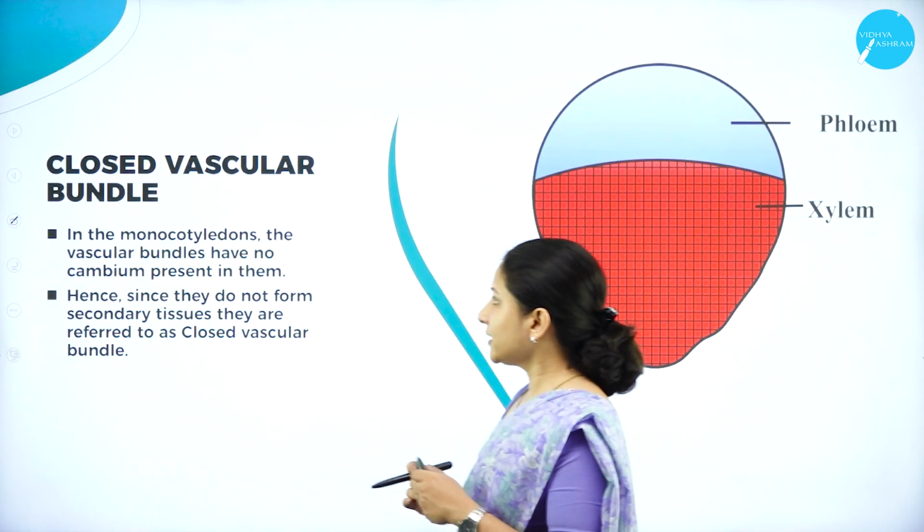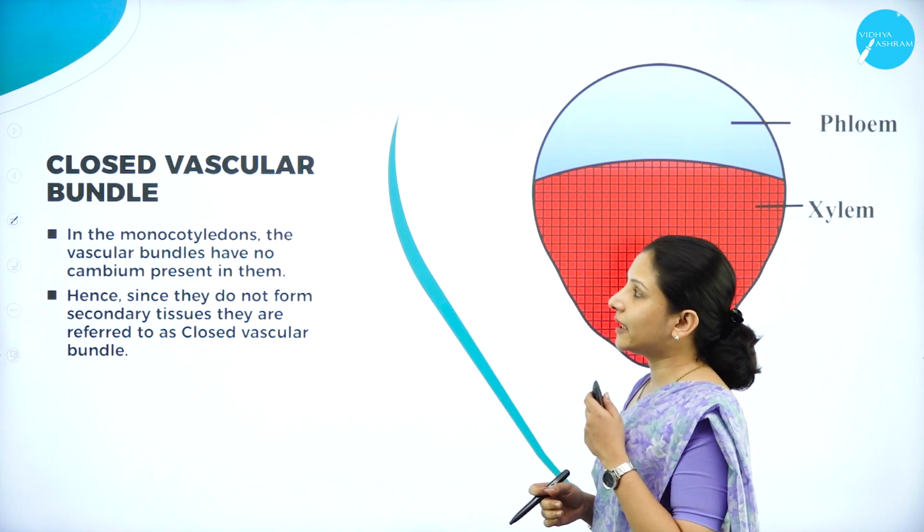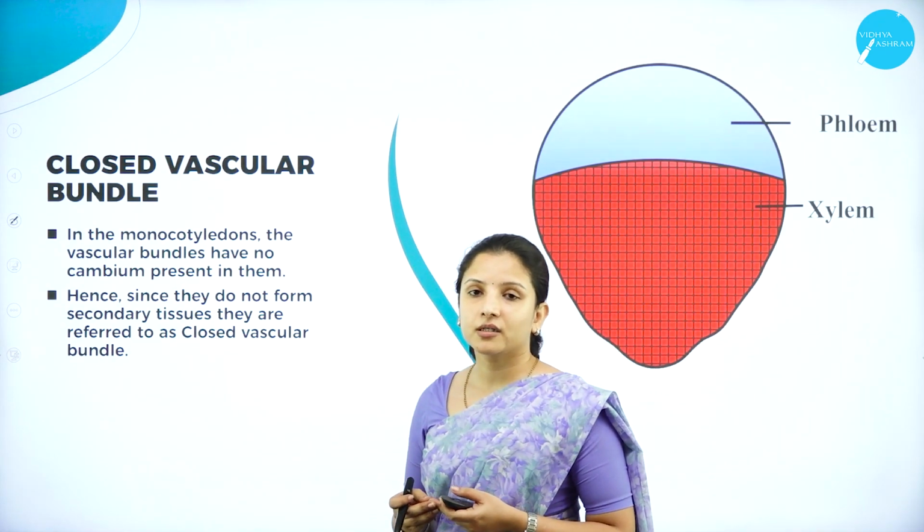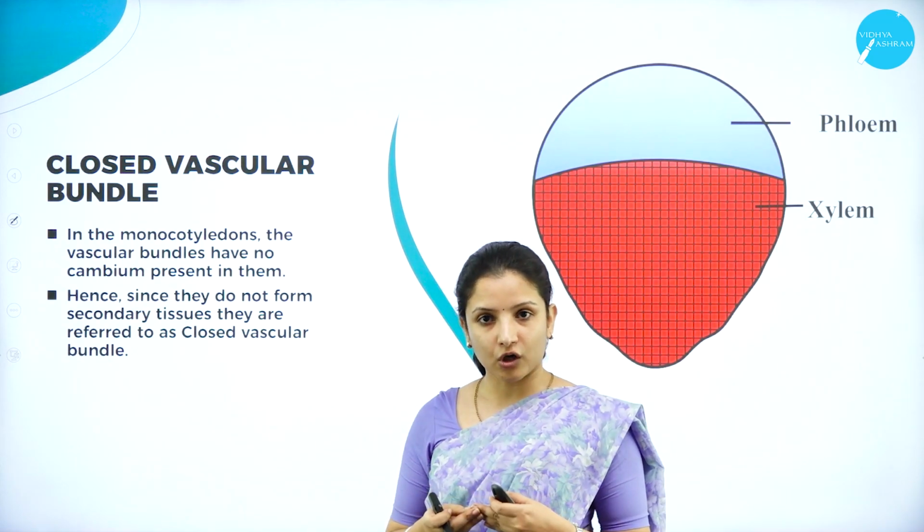So moving on to the next type of vascular bundle, that is the closed vascular bundle. Closed vascular bundle is usually seen in monocotyledons.